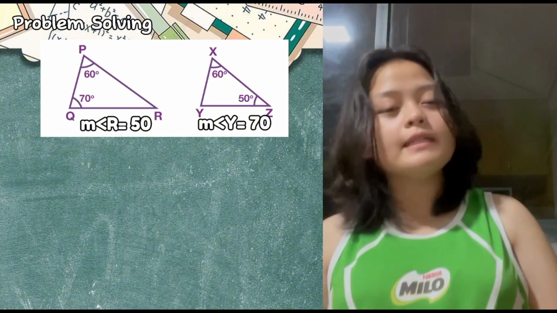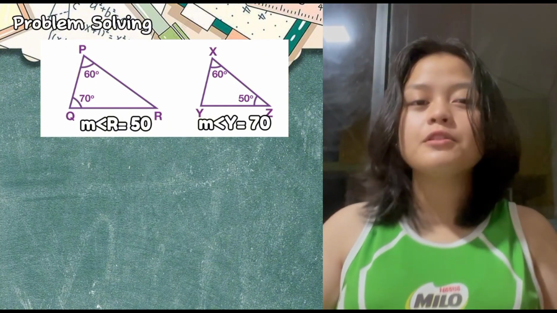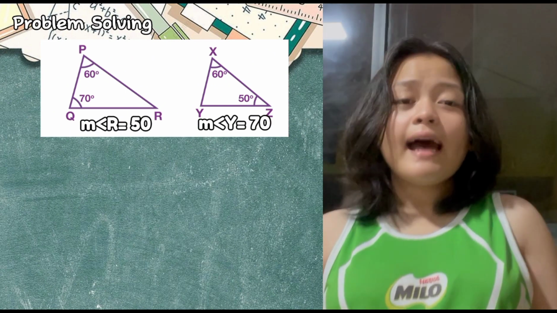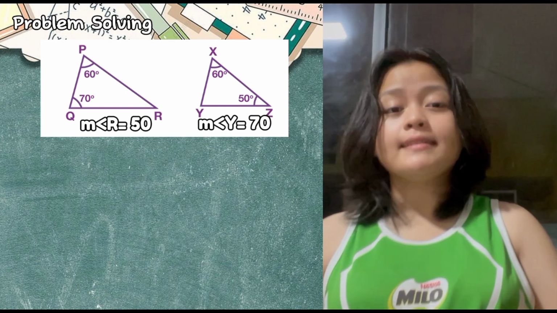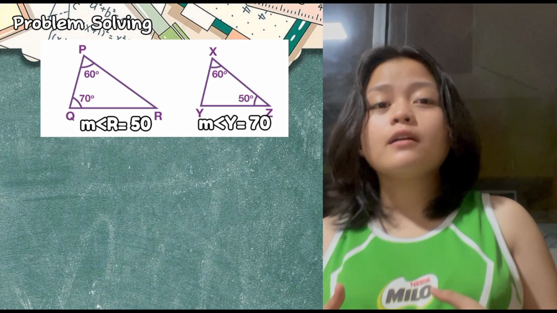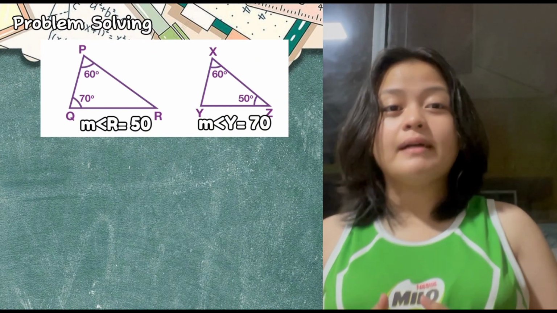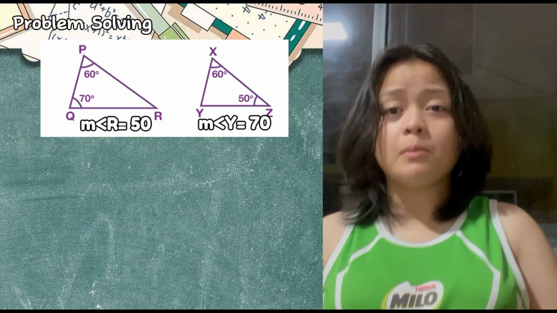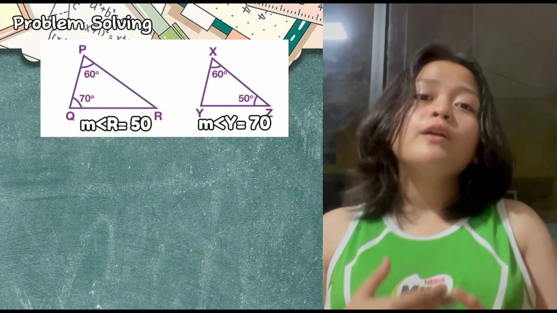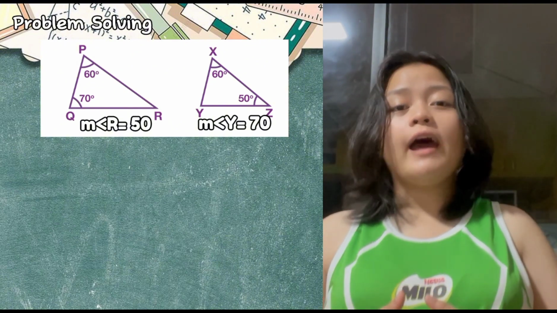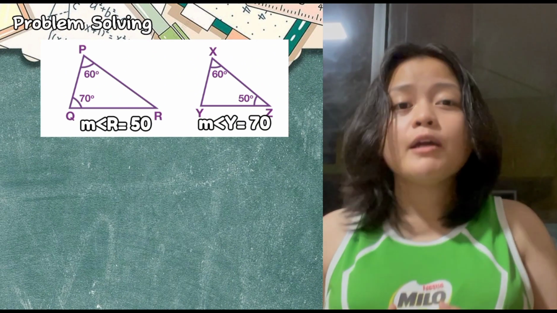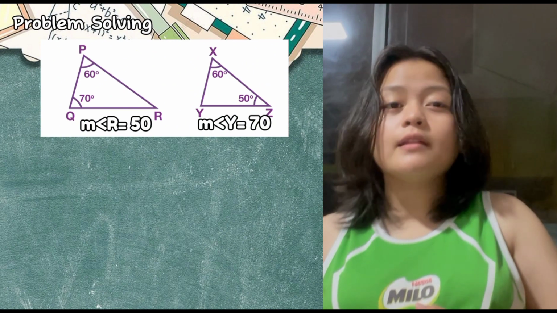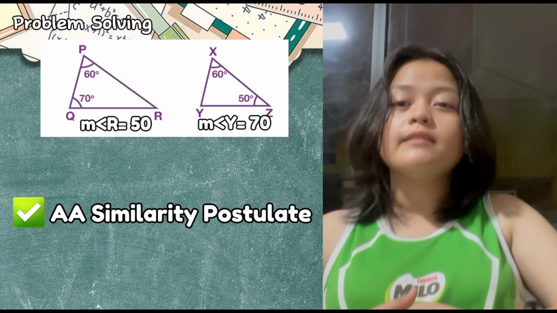Now that we have completed the missing measurements of the angles, we can clearly see that they all have the same measurements. As the AA similarity postulate states, if the measures of two angles in one triangle are the same as two angles in another triangle, then the triangles are similar. Here in our solution, we can clearly see that not only do we have two angles that have the same measurements, but all three angles. So we can clearly say that they are similar using the AA similarity postulate.